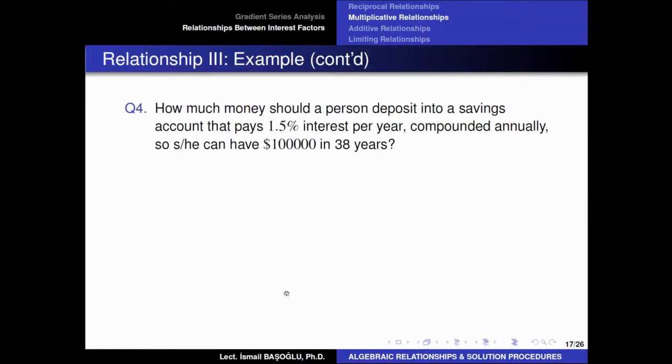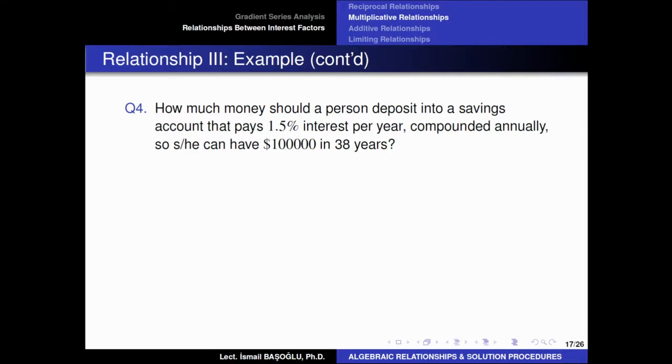Now let's do the same for another question. It says, how much money should a person deposit into a savings account that pays 1.5% interest per year that compounds annually, so she can have $100,000 in 38 years?